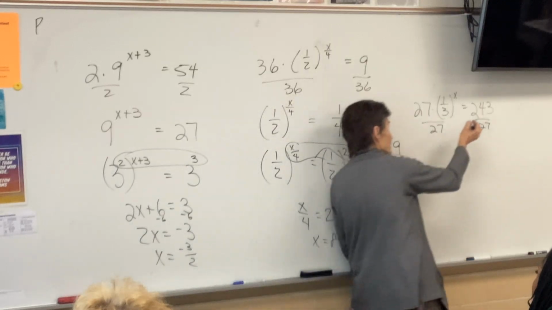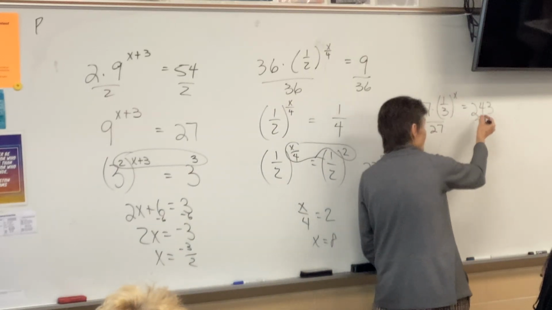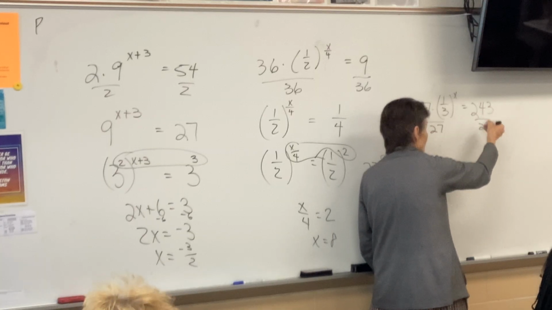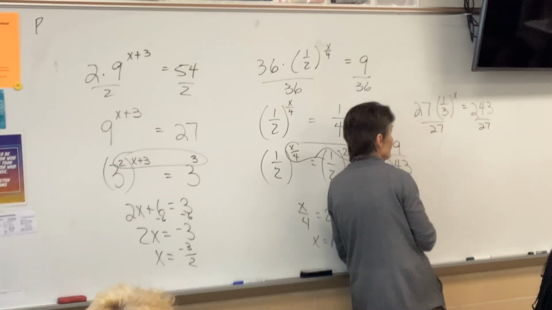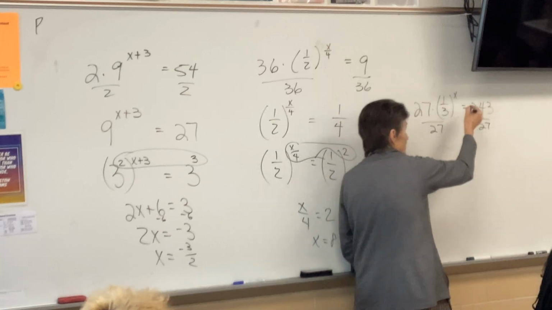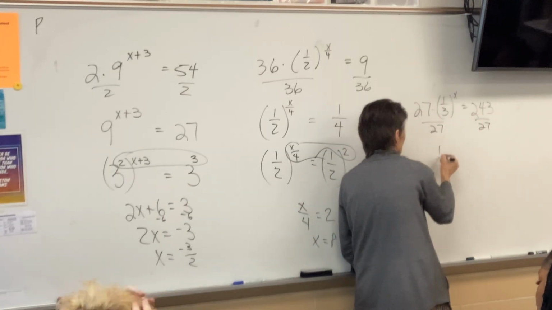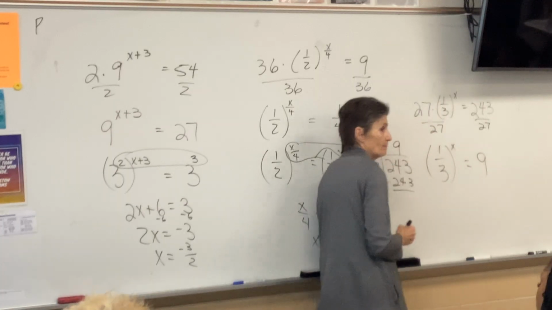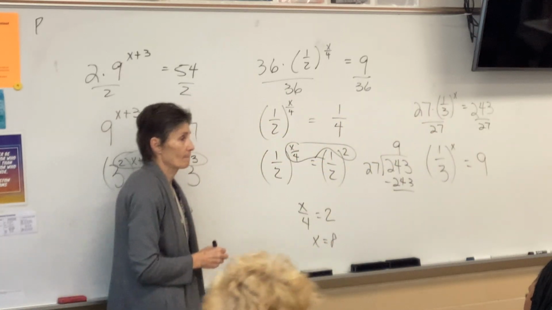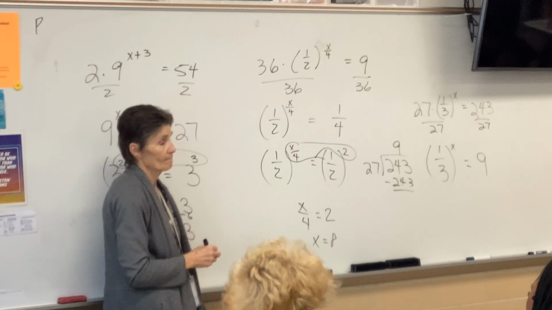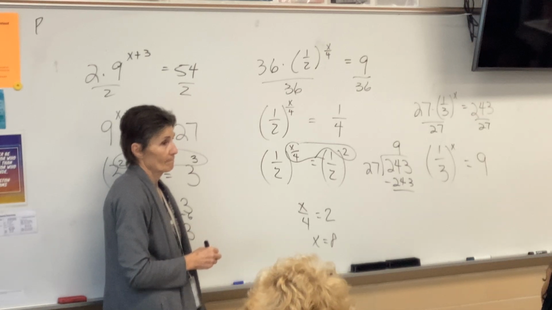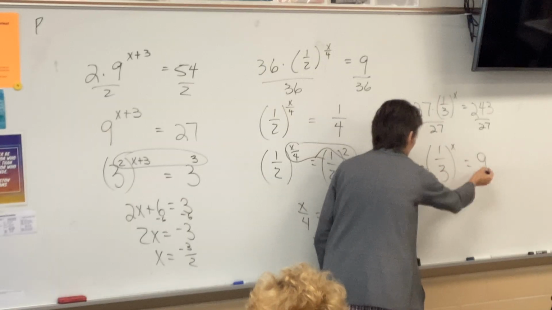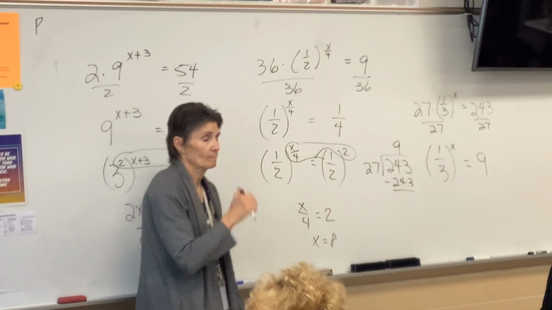Or you could reduce this fraction if you wanted. Divide by 3, divide by 3, divide by whatever. Keep dividing, breaking that down. If you didn't want to do the division, you could just reduce the fractions. So we have 1/3 to the x equals 9. These two numbers have to match. What do you want to do?